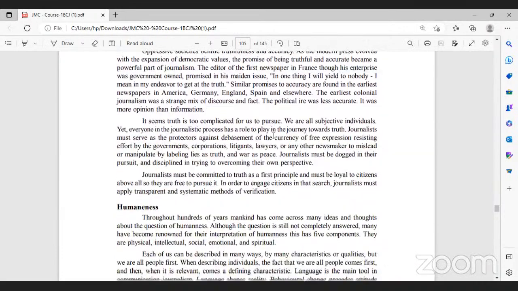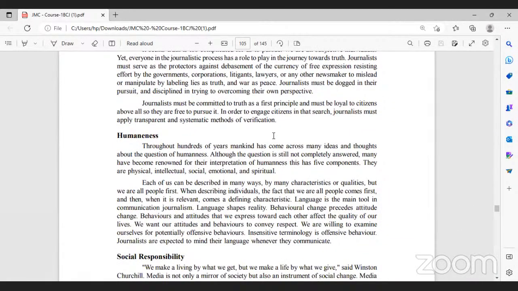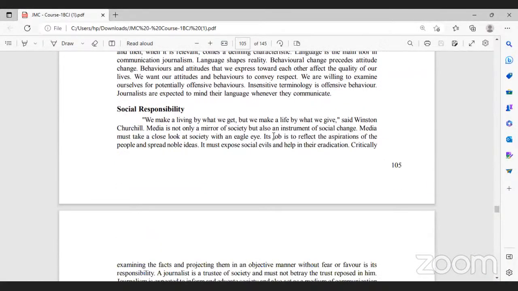Then when we are talking about humanness, yes, definitely, issues related to mankind, that can build relationships and create communal harmony, should be our first consideration. Then, as we understand, media has a role of social responsibility. It has to take on that role and fulfil it in a proper way. As we make a living by what we get, but we make a life by what we give, said Winston Churchill. So media is not only a mirror of society but an instrument of social change.